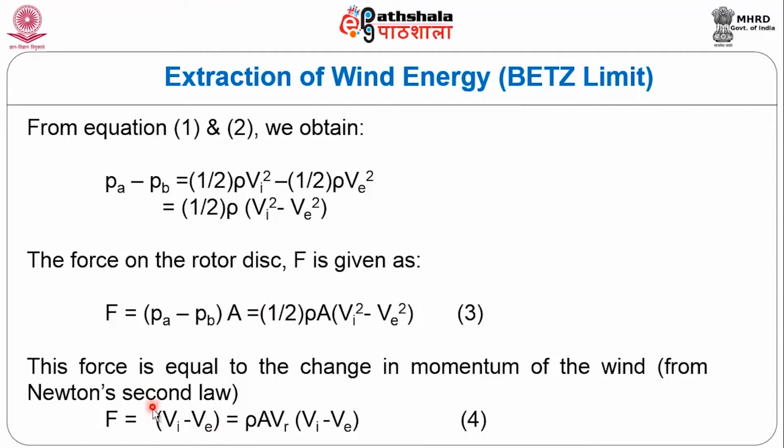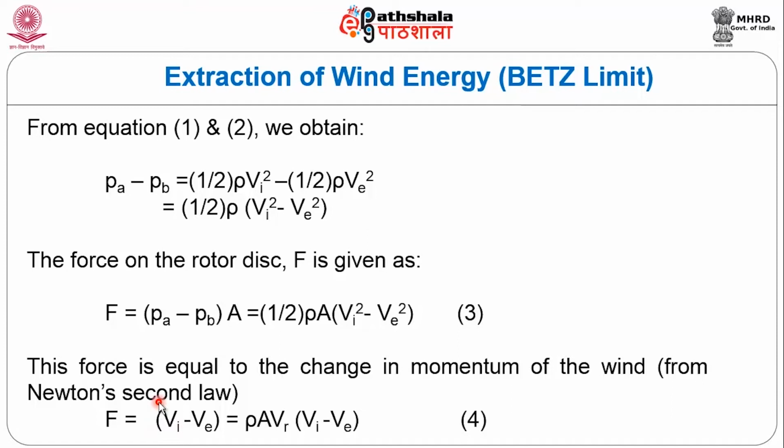And for the same force, there is another equation: the force is equal to the change in momentum of the wind, from Newton's second law. According to Newton's second law, the force equals rho A V suffix R into V I minus V E, which is equation number 4. Equation number 3 is a force, and equation number 4 is also a force based on Newton's second law.